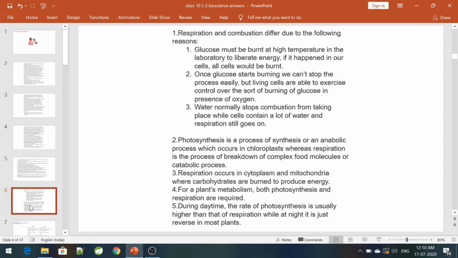Photosynthesis is a process of synthesis, which occurs in chloroplasts, whereas respiration is a process of breakdown of complex food molecules, a catabolic process. Respiration occurs in the cytoplasm and mitochondria, where carbohydrates are burnt to produce energy. For plant metabolism, both photosynthesis and respiration are required. During daytime, the rate of photosynthesis is usually higher than that of respiration, while at night it is just the reverse in most plants.